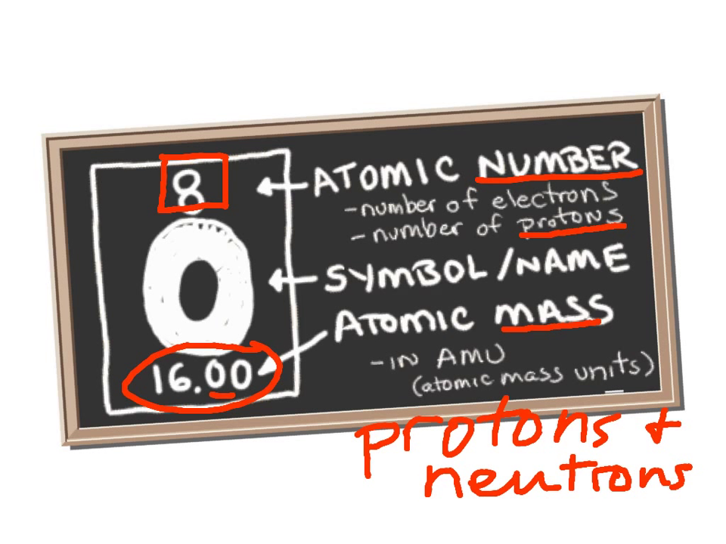And since atoms are electrically neutral, the number of positive protons is equal to the number of negatively charged electrons in the outer shells, so that atomic number will also tell you the number of electrons. The atomic number is also the way that we sort the elements on the periodic table. So the 8th element on the periodic table is oxygen.